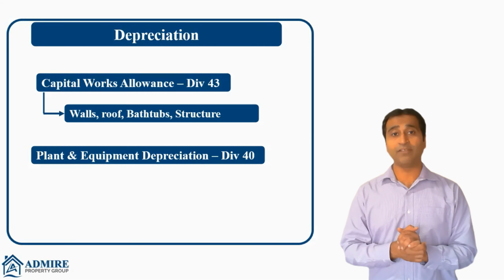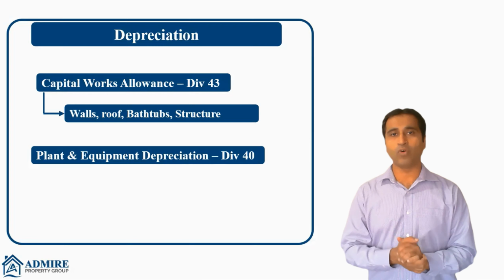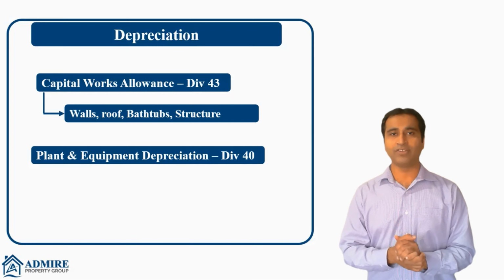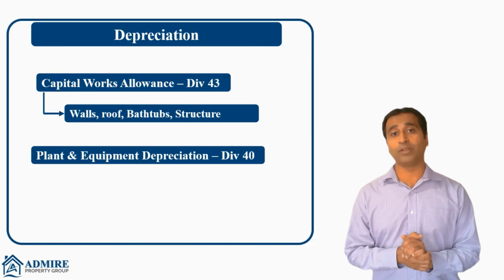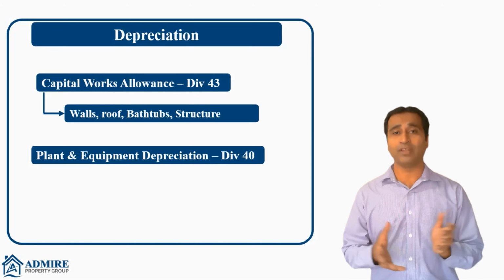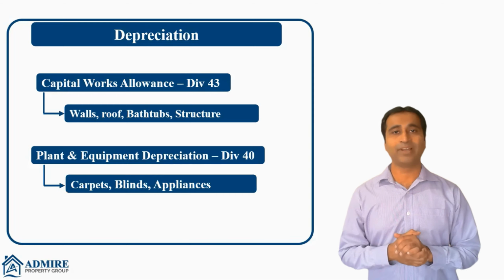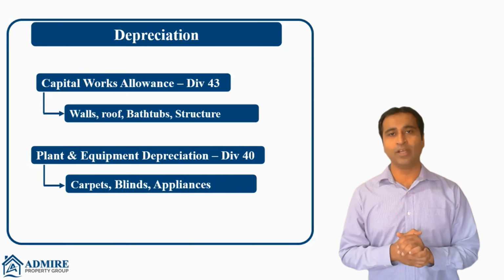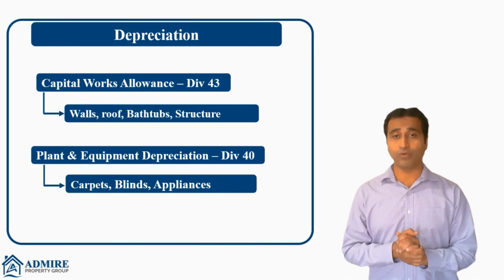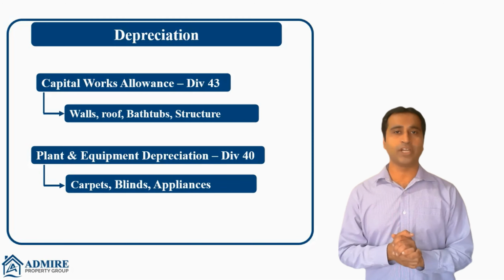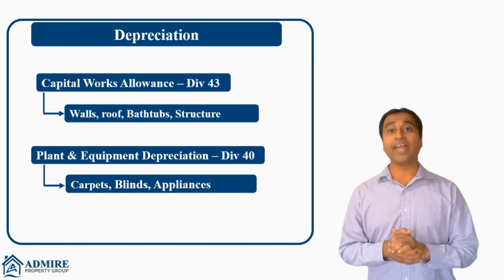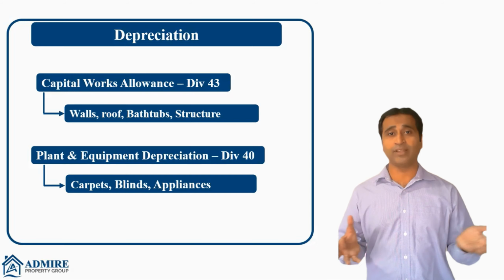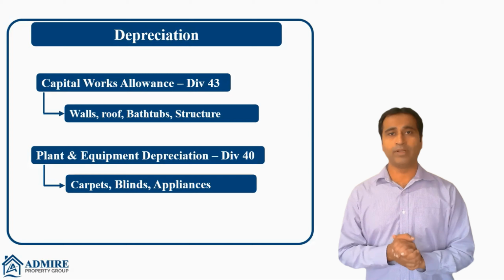Division 43 covers the items which are not removable from the property, for example, walls and ceiling. It basically covers the structure of the building. You can claim these items over a period of 40 years or sometimes 25 years. And plant and equipment depreciation, which is also known as Division 40, covers the items which are removable, for example, blinds, carpets, and any other removable appliances like gas oven, cooktop, like that.